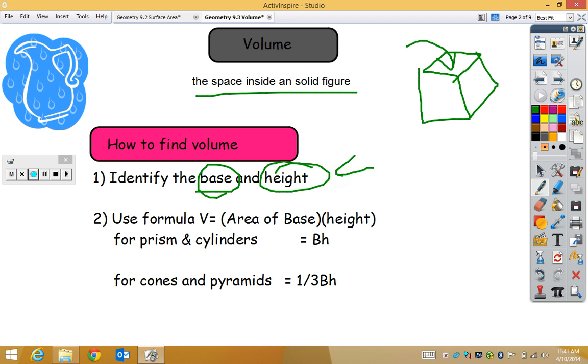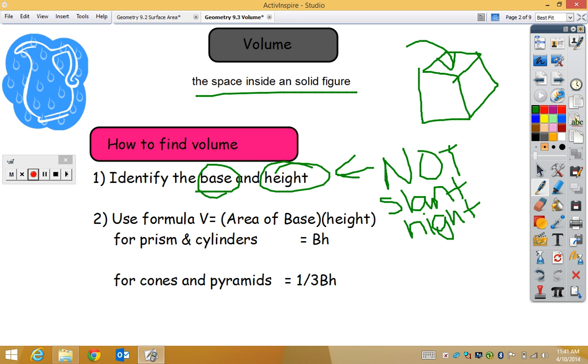Now the height, this is not the slant height. This height is always perpendicular to the base. So the volume is area of the base times the height. That is your formula, and that works for prisms and cylinders. We denote that as volume equals BH.